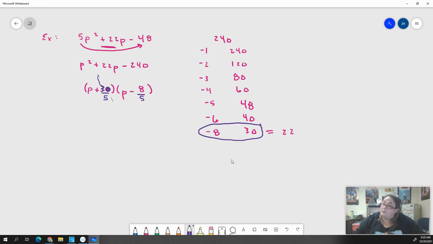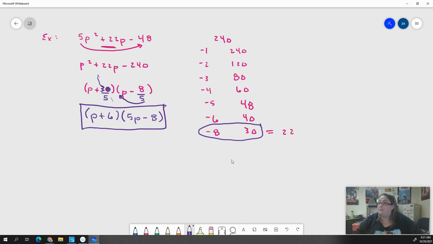So here, 30 divided by 5 is just 6. So I have p plus 6. Here, 8 does not divide evenly by 5. I can't reduce that fraction any further, so I'm going to take that 5 and put it in front of the p. And I would wind up with 5p minus 8. This right here is our solution.